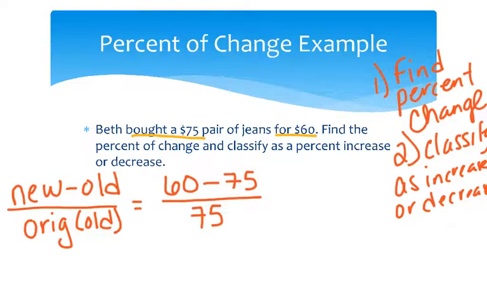So we're just going to simplify this expression. So 60 minus 75 is negative 15 over 75. Now, if you divide that using your calculator, you're going to get negative 2/10. So now there's a few things we need to discuss.